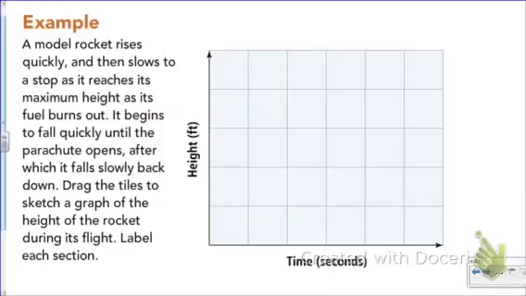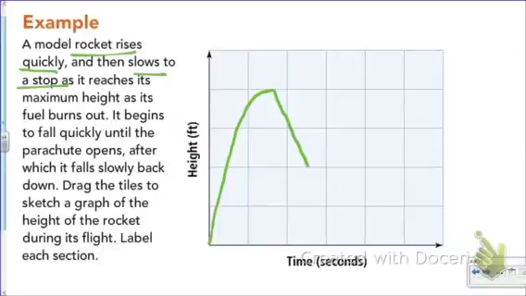Here we're going to graph a model rocket. It's going to rise up really quickly, but then it's going to slow to a stop as it reaches its maximum height. So there we have this. Rises quickly, slows to a stop as its fuel burns out, right? That's how model rockets work. They go up until their fuel runs out, and then it begins to fall quickly, so its height is going to go down real quickly.